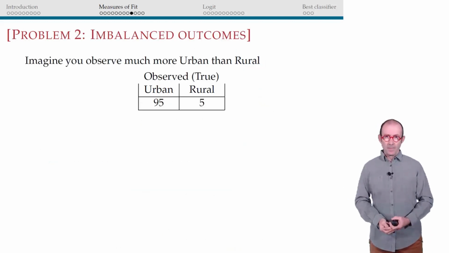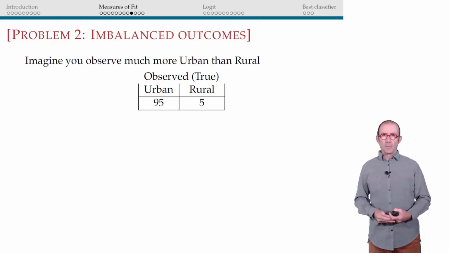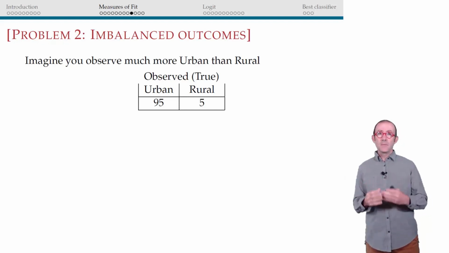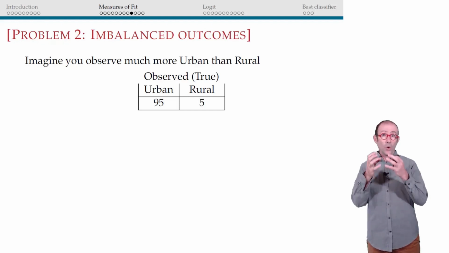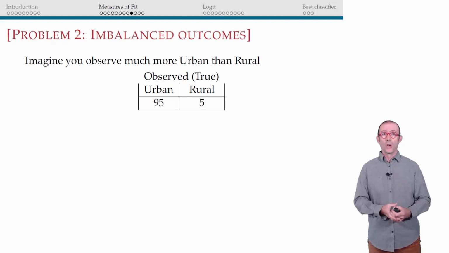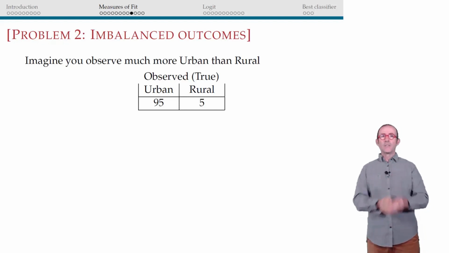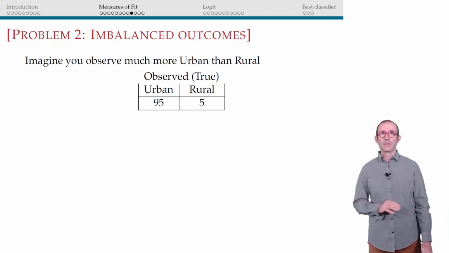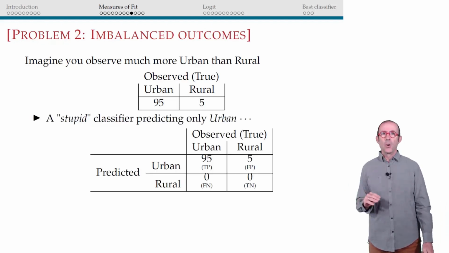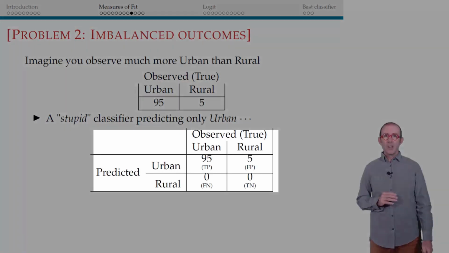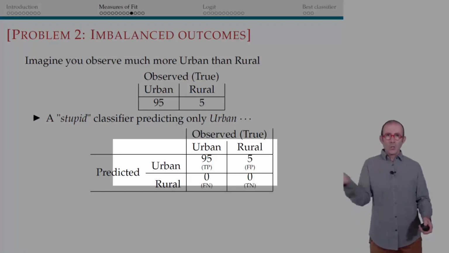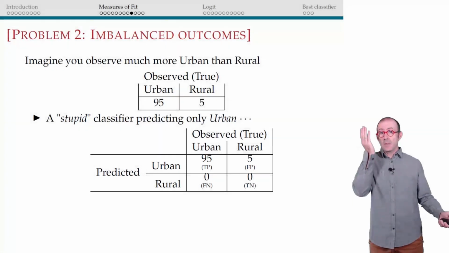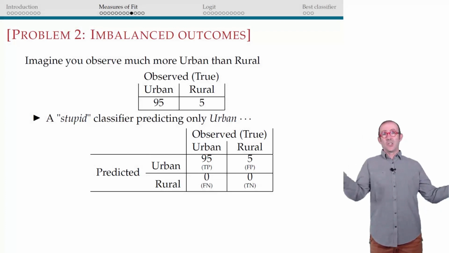There is another problem. Sometimes we have imbalanced outcomes. For example, imagine that instead of the sample we just saw, we observe that in 95% of the cases we are observing urban population and only in 5% of the cases rural. So imagine we only have 100 households and we have this here. Well, if you take a very stupid classifier that always predicts urban, that classifier will have a very good accuracy. Why? The accuracy is the diagonal. 95% of the time it is good, because it's predicting only urban, so nothing on rural. So 95% of the time is true because there are 95 observations in urban.